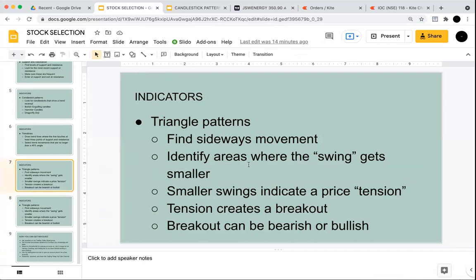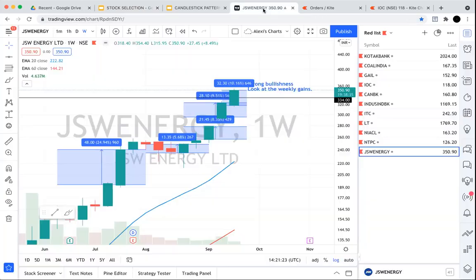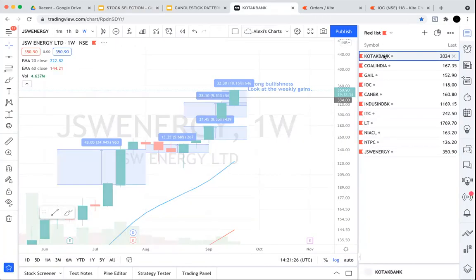Okay, with triangle patterns, I'm looking for sideways movement, and then identify areas where the swing gets smaller and smaller. The smaller swings indicate a price tension. It's like a tension, and I'll explain what that means. Tension creates a breakout, but the breakout can be bearish or it can be bullish. Let's look at it.